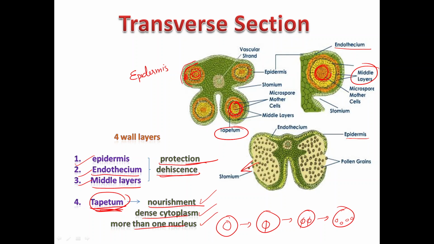This is the sporogenous tissue. It has many cells. These are the cells which convert into pollen grains. So here you can see they are converted into pollen grains and they are released by dehiscence, which is the process of release.